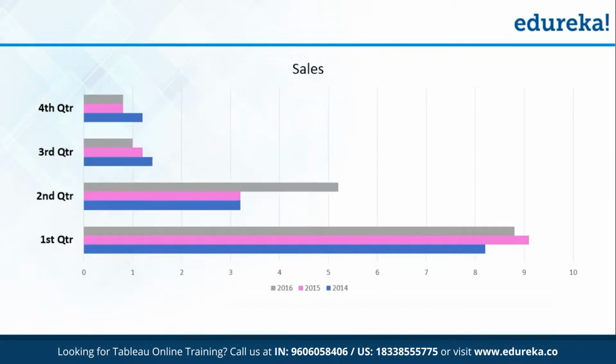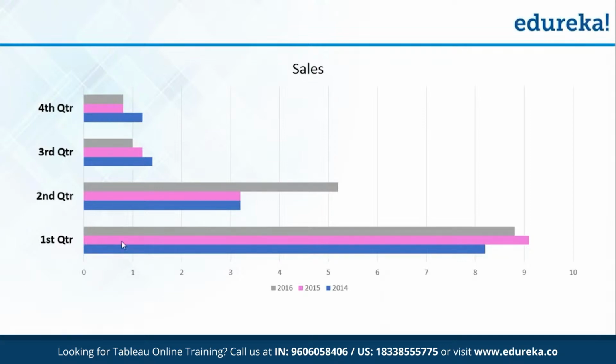So this is another way of representing the same thing. The gray bars over here represent 2016 sales, the pink ones 2015 and blue ones 2014. Now if you compare, I have laid out all the quarters together to compare each of these. Like I was asking for first quarter, which one was the highest?